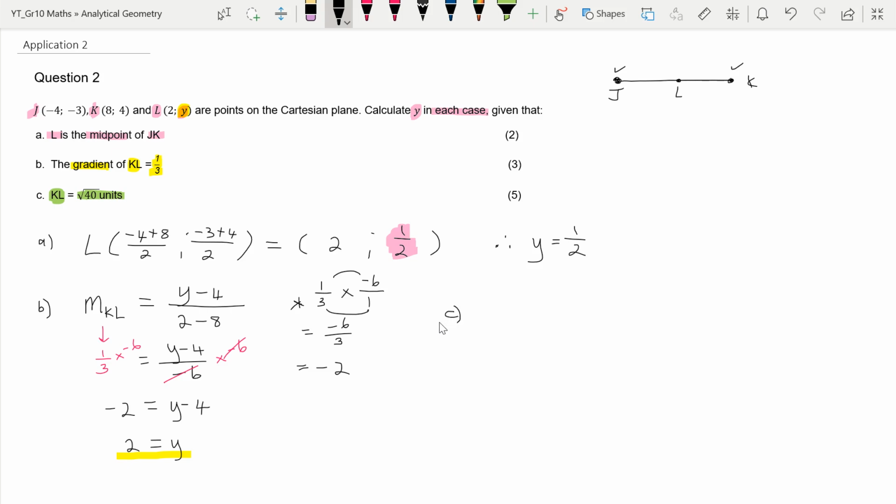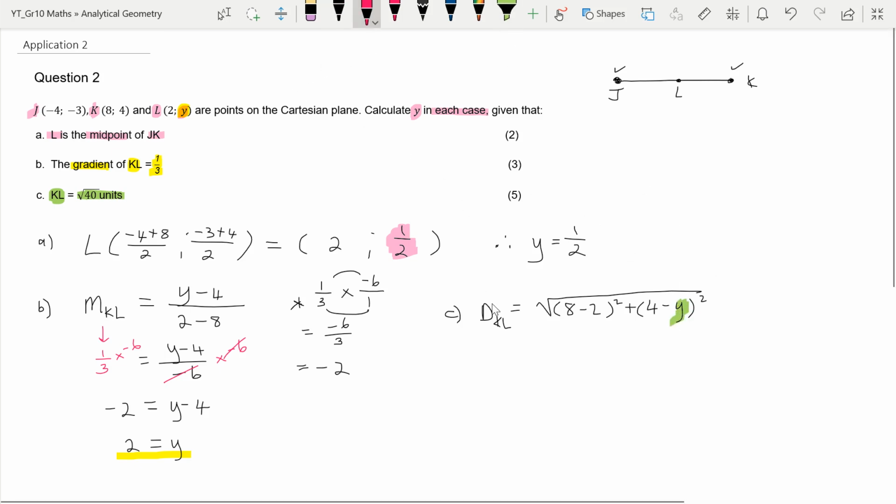So, distance formula for KL. How would we normally find the distance for KL? We would plug it into our distance formula, and that would mean 8 minus 2, and then 4 minus y. So there is the missing y that we are looking for, but luckily we have the distance of KL that we can plug in over there, which is the square root of 40.